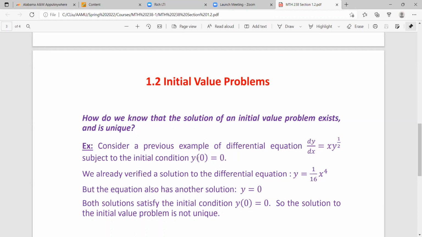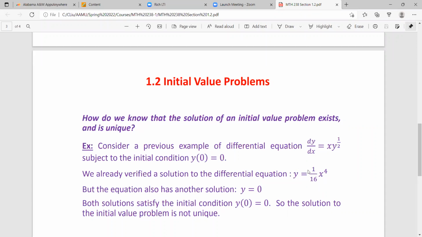Consider a previous example of a differential equation we discussed before, not today. dy over dx equals x times y to the half, subject to the initial condition y of 0 equal to 0. Okay, we did discuss this example before, and we checked the function y equal to 1 over 16 x to the 4 is indeed a solution to the differential equation. So we already verified the solution to the differential equation last week.